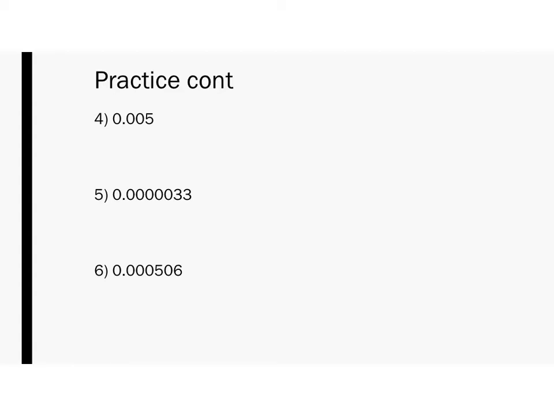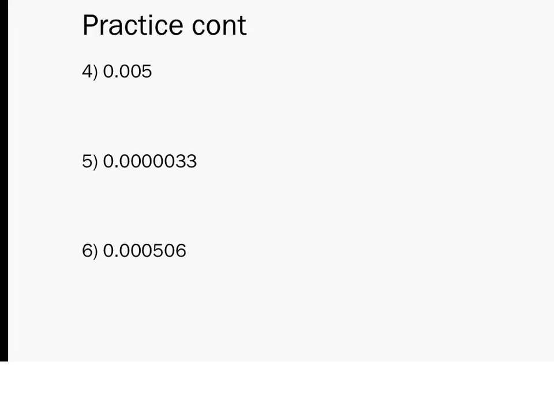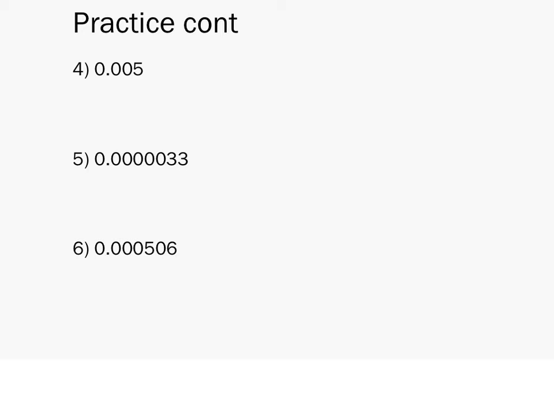Slide number 6. Okay, so we have smaller numbers that are less than 1 right here. So we're going to move our decimal point to the right this time, okay? And we're going to have negative integers as our exponents. So here's my decimal here, 1, 2, 3. So we got 5 times 10 to the negative third.